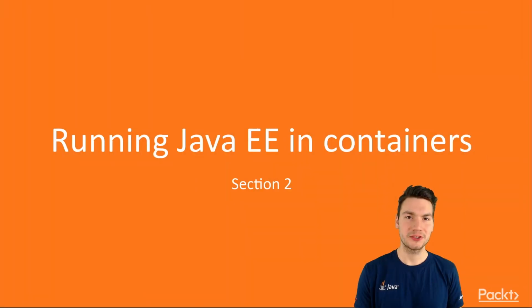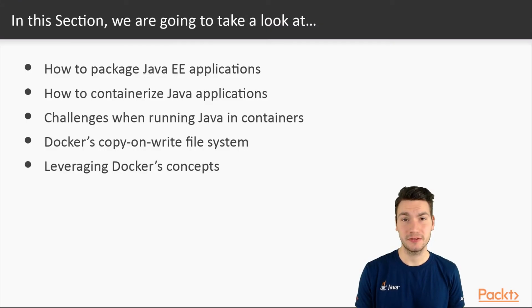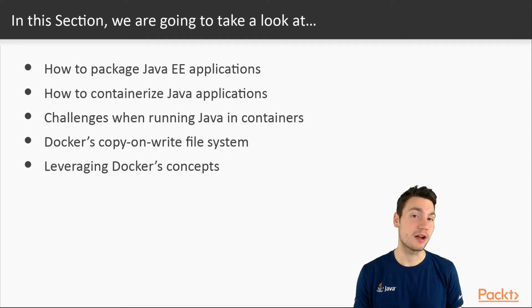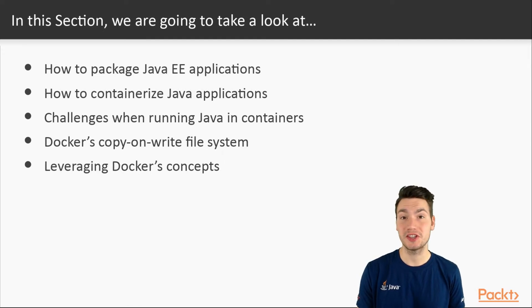In this section, we're going to learn how we can run Java EE applications in Docker containers. First of all, we're going to see what different options are there, how we can package Java EE applications, and then how to containerize them. We're going to see the challenges that we have to face once we run Java in Docker containers, and also how the Docker copy on write file system works internally and how we can leverage these principles and approaches.